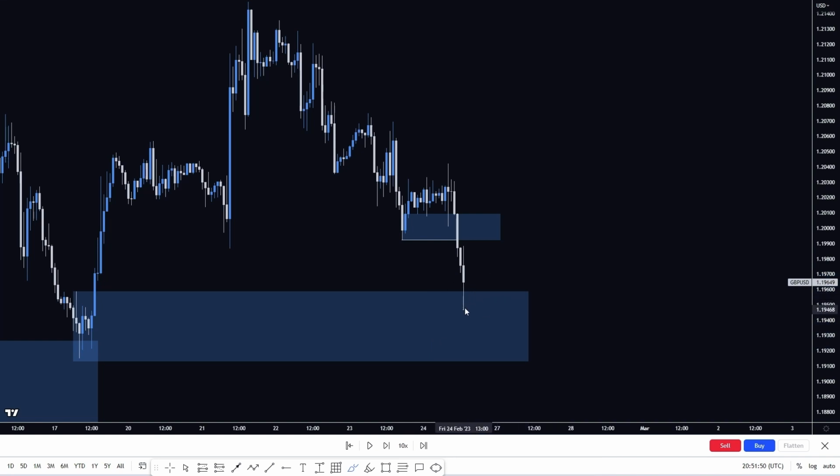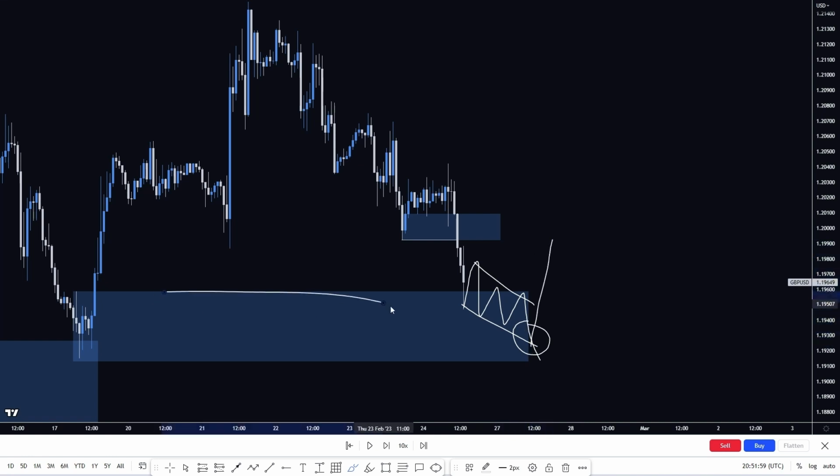Well, we could have some kind of descending channel, for example. We could get some kind of lovely descending channel like this, and then we could get a potential trade out of this higher time frame support. What else could we have?